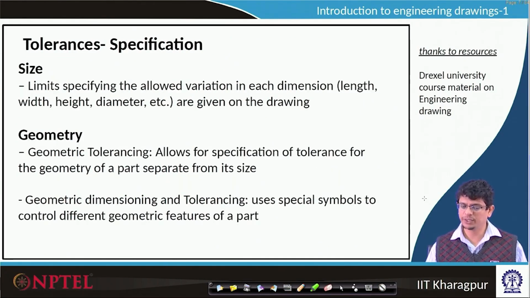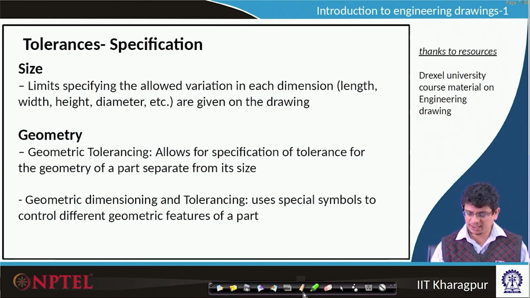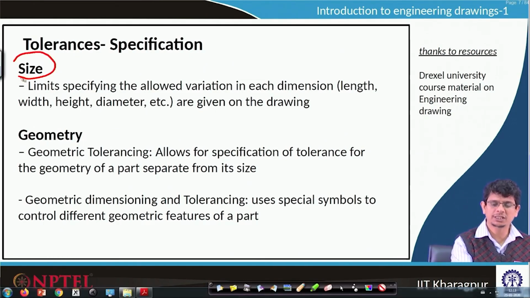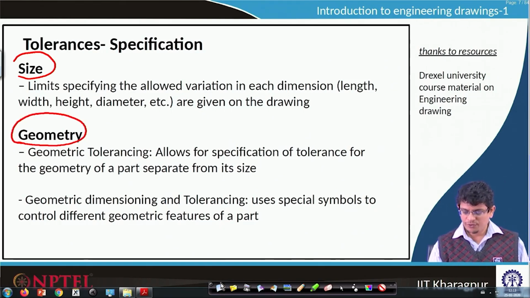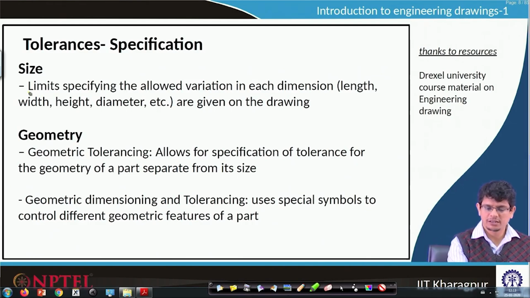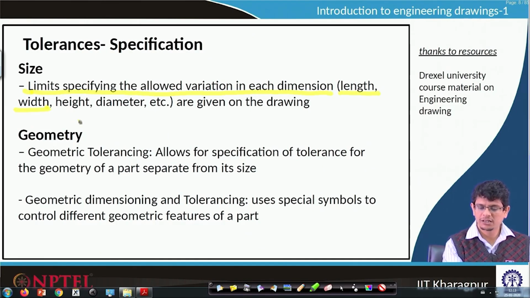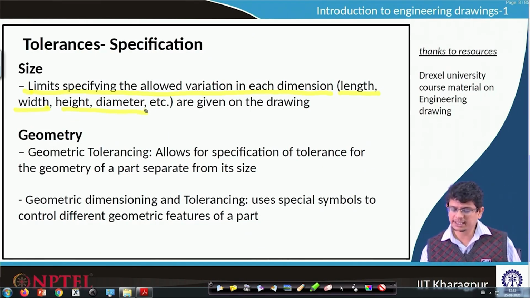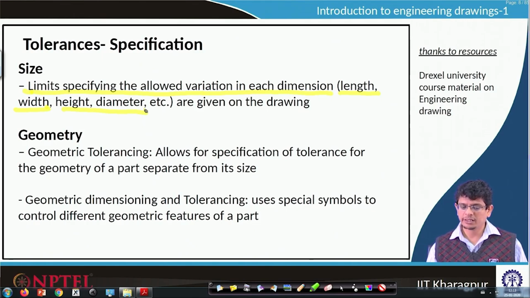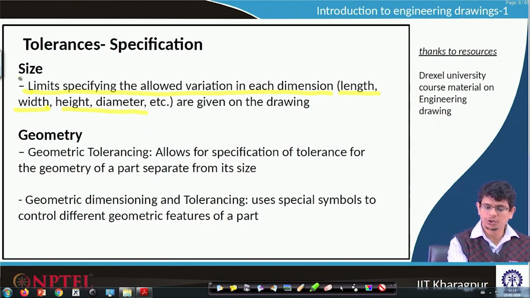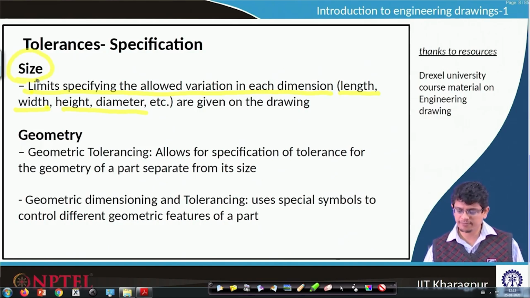These tolerances we specify in different ways. For example, it can be based on size, it can also be based on geometry. For size, let us look at it. It limits specifying the allowed variation in dimension. That means it can be length, width, height or diameter, etc., given in the drawing. These kinds of things are size tolerances.